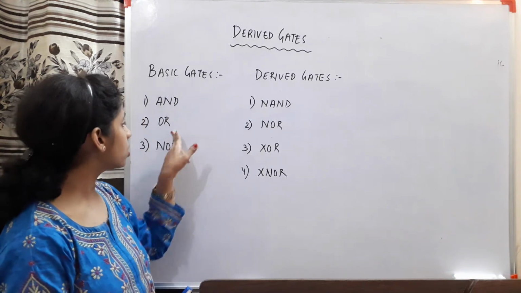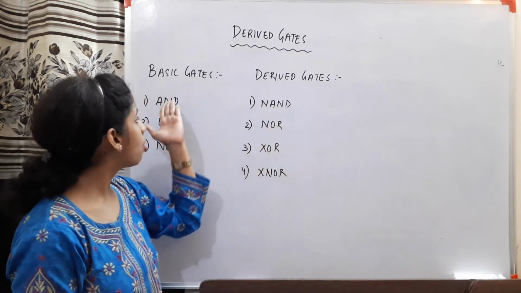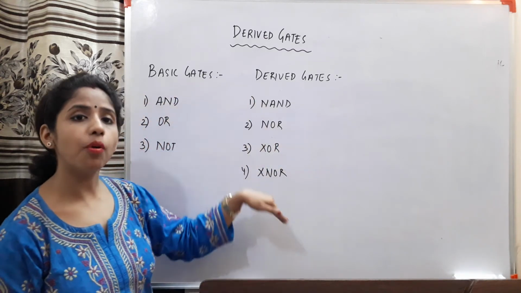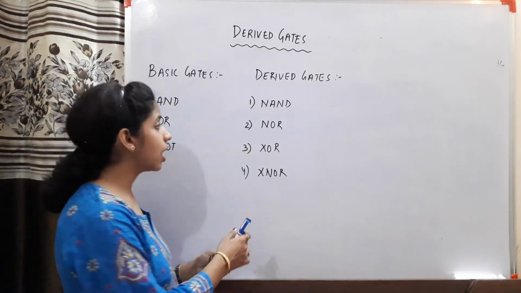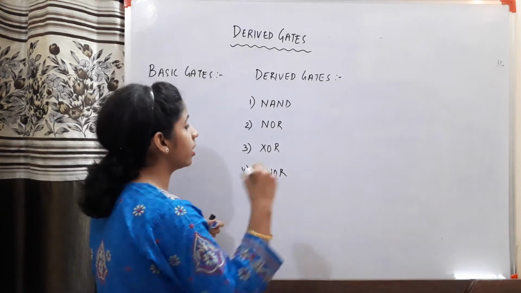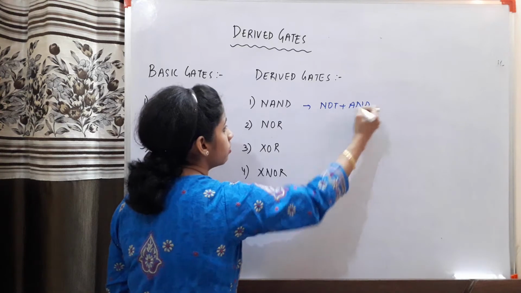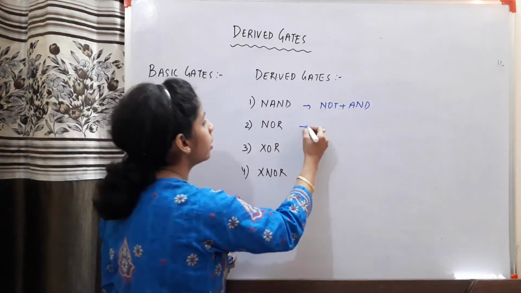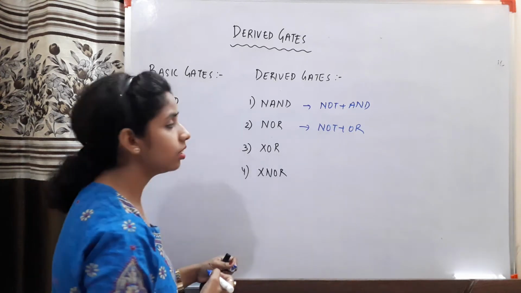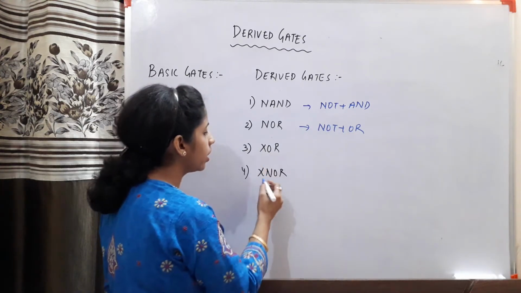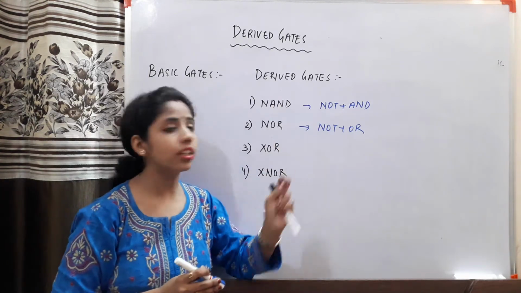So these were the three basic gates, right? Now see the derived gates which are made with the help of these basic gates only. So the first one is the NAND gate, and this one is the combination of NOT plus AND. Clear? Then the NOR gate is the combination of NOT plus OR. Clear? And then this is the XOR gate and this is the XNOR gate. Clear? So now we will discuss these four gates.